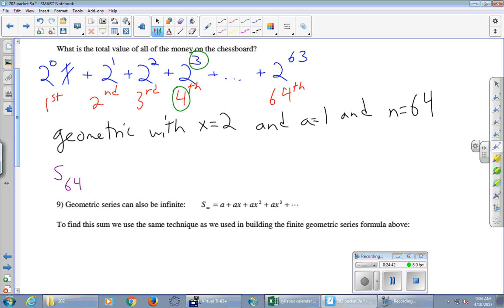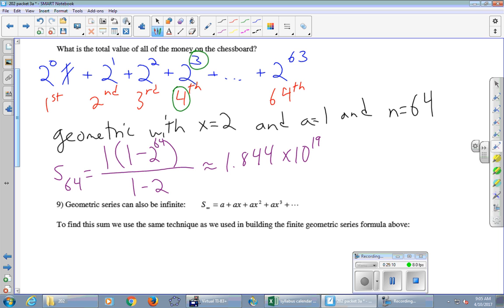S sub 64 equals. Okay, what's the first thing? Yeah, we have A is 1 times 1 minus, what goes here? 2 to the 64 divided by 1 minus 2, that's it. What do you have on the calculator? Okay, so that's how many pennies are on the chessboard. So in terms of dollars, this becomes what power? 17, right? Okay, let's see.